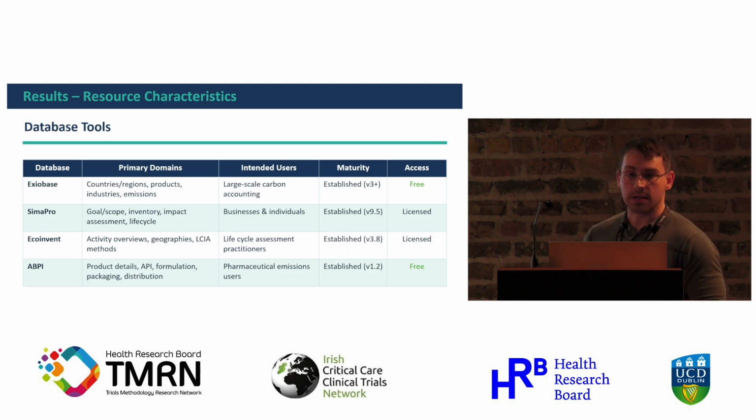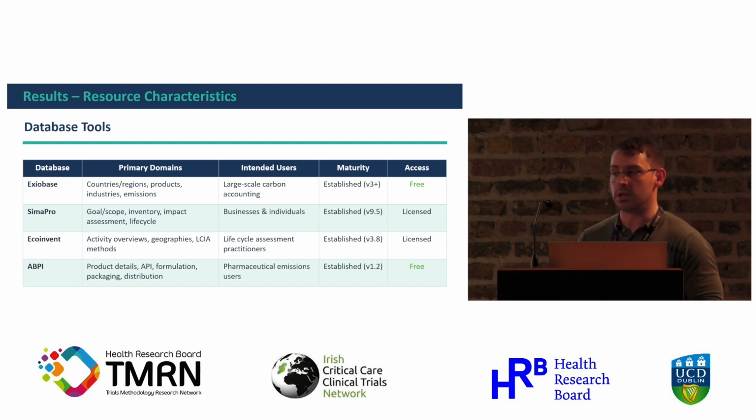So for the purpose of the talk today, I just want to touch on 2 of those different resources. So one was databases. We identified 4 different databases that people use to measure emissions that you can see on the left. So XEOBase, CIMAPRO, EcoInvent, and ABPI. What we wanted to look at was how do we summarize what those domains were in each of those databases, who might be the intended users of those databases, the maturity level, so were they novel or were they established, and the access level as well.